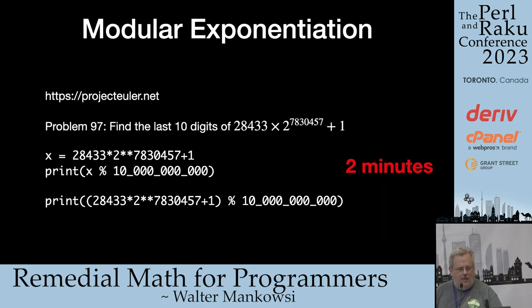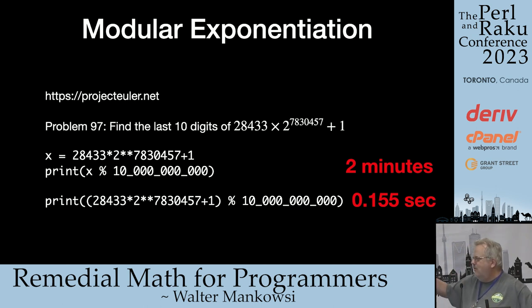But the second time, it ran in 0.155 seconds. And the reason is that there's a trick to doing the modulus operation on exponents that is much faster than the way I did it the first time, where I computed the big number and then took the mod of it. The second way does it all in one operation.